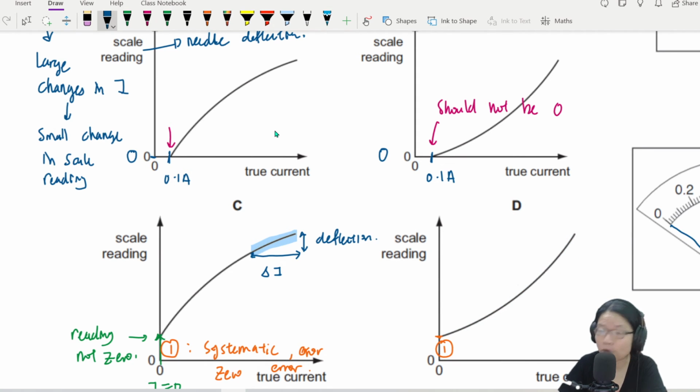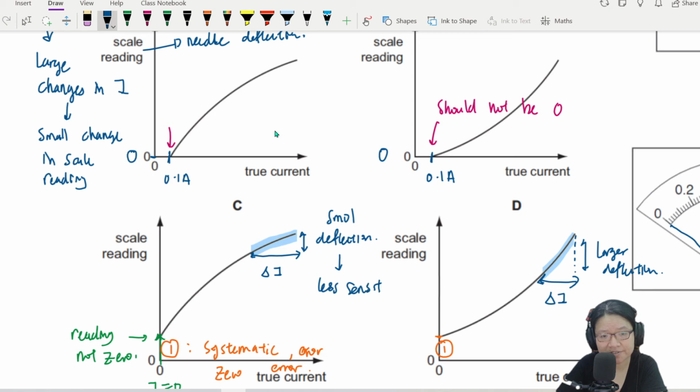Let's compare to option D. Again, we try to take roughly the same delta I. So here to here, you can always use your ruler when you do MCQ questions. Here to here, you can see almost comparable delta I. But here, larger deflection. This is small deflection. So small deflection means less sensitive. That's why the answer is C.